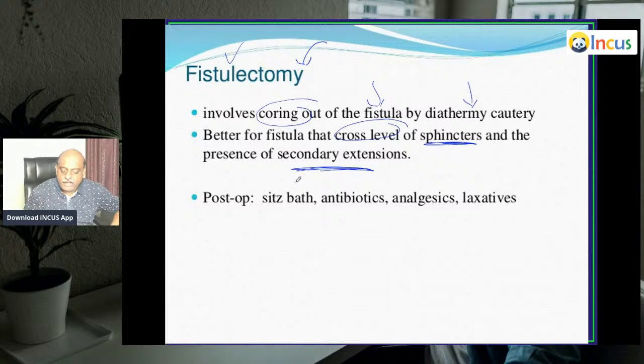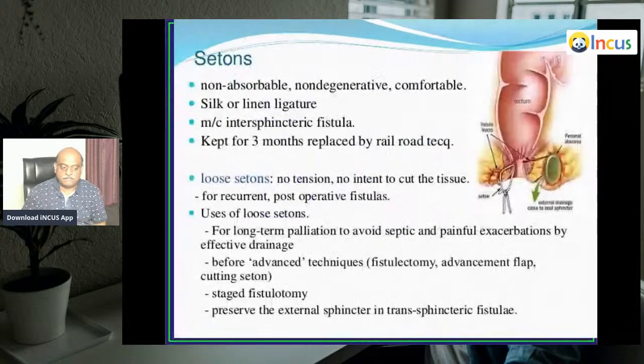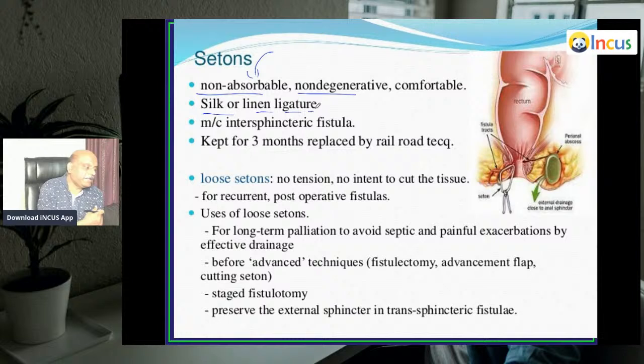So postoperatively, you should make the person have sitz baths, antibiotics, analgesics, and laxatives. Now, one or two words about seton. What is a seton? Seton is a non-absorbable, non-degenerative silk or linen ligature. And when will you apply the seton, doctor?